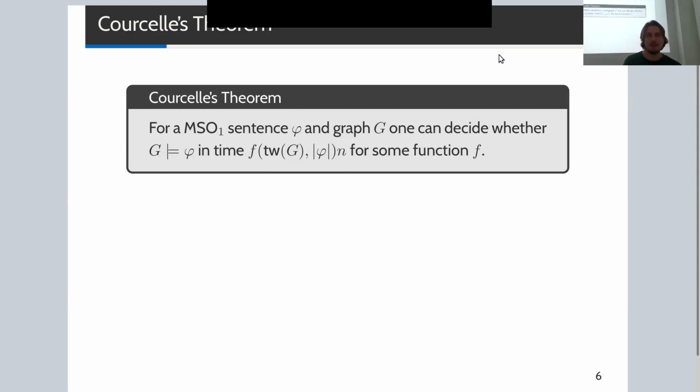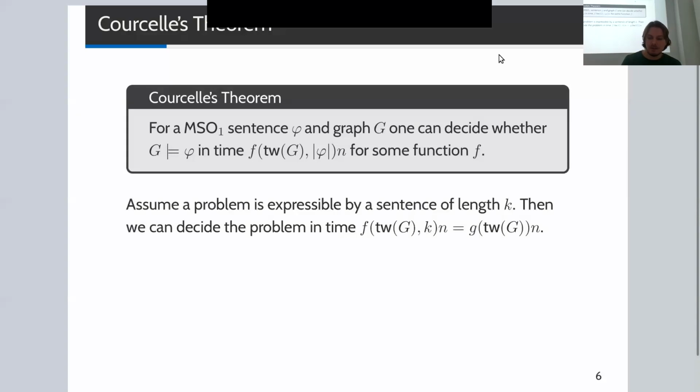And if you want to phrase this a little more like a meta theorem: so far it's about evaluating formulas, but usually meta theorems are of the form that you can solve every problem of some kind. Then let's take some problem that you can express in MSO logic.